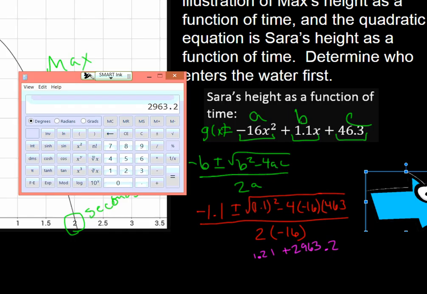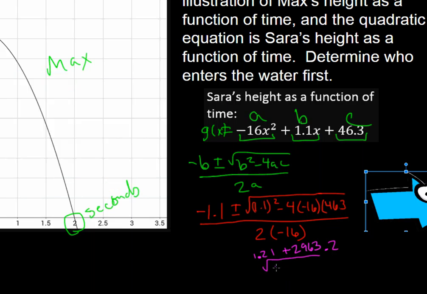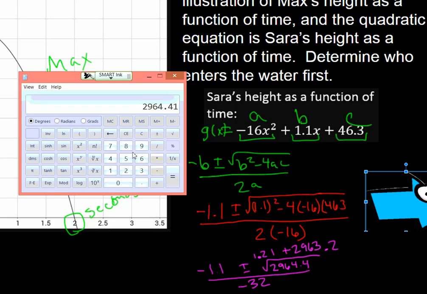So then I'm going to add 1.21, and I get that. So now I have the square root of 2,964.41 plus or minus negative 1.1 all over negative 32. So now let's figure out what that square root is. So we're going to hit square root now, and we get 54.4.